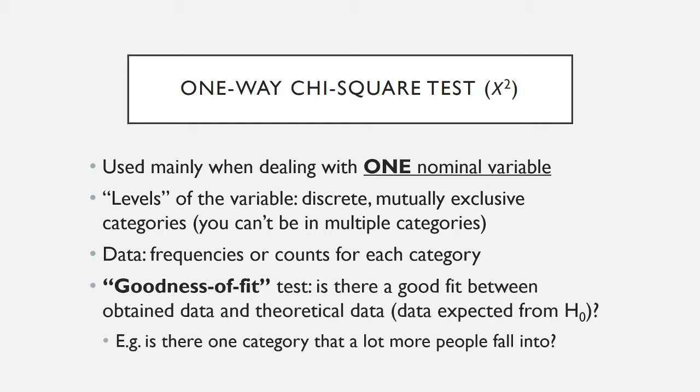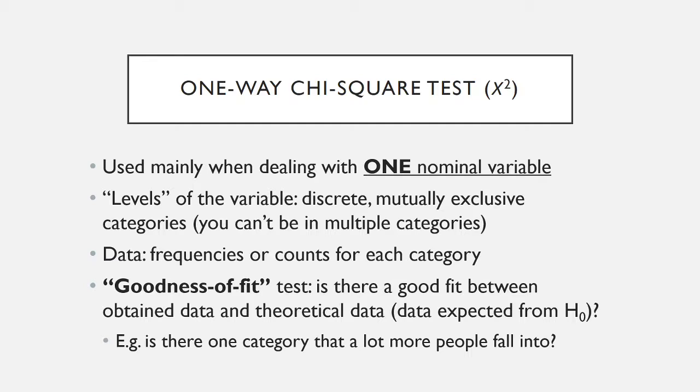So what does the chi-square test actually do? If we're dealing with a one-way chi-square, also referred to as a goodness of fit test, the basic question you can ascertain is whether or not there's a quote-unquote good fit between the actual data that you have and theoretically expected data representing the null hypothesis. So what it in effect asks is whether or not more people fall into one level or the other.